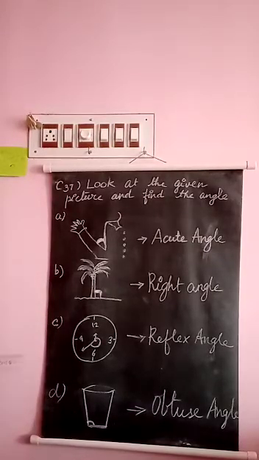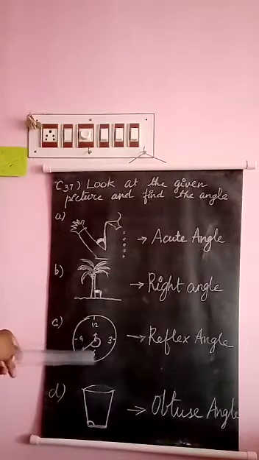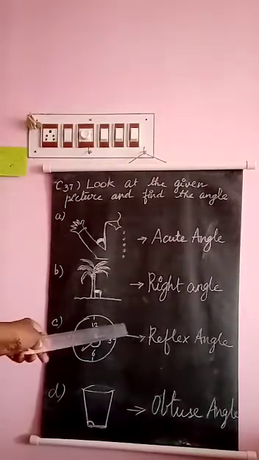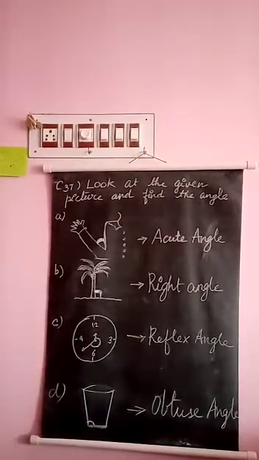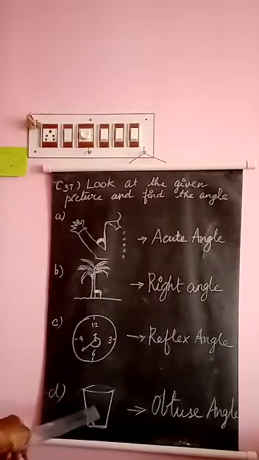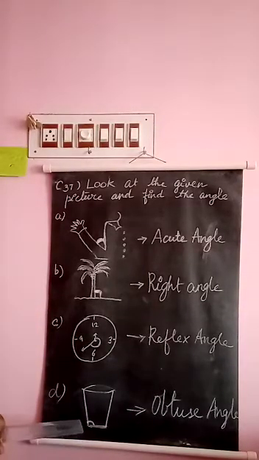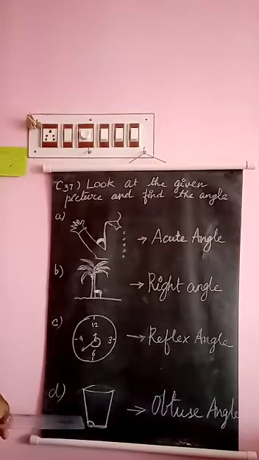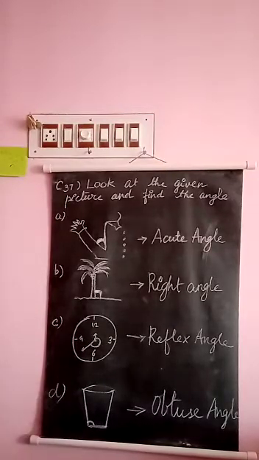Subdivision C. This is a clock. So what is the time shown in the clock? 12:40. So what is the angle formed here? It is a reflex angle. And look at this last picture. This is a glass, and in this glass, what is this angle? It is not less than 90 degrees. It is not equal to 90 degrees, but it is more than 90 degrees. So this is known as an obtuse angle.